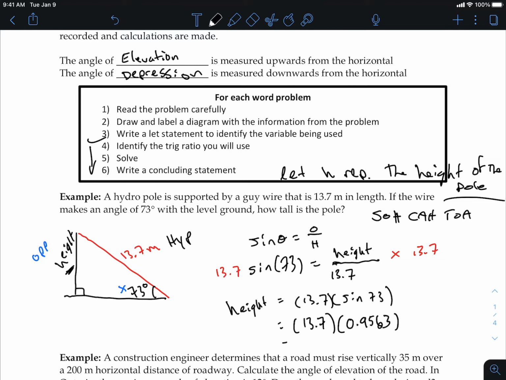Okay, what's that number? 13.7 times 0.9563 is 13.1 meters. And you can say, therefore, the height is 13.1 meters.